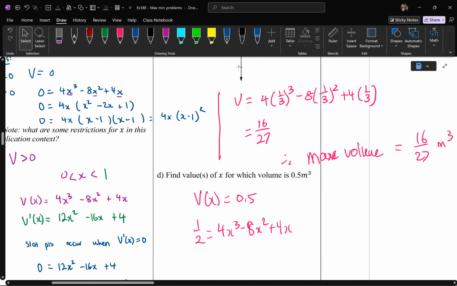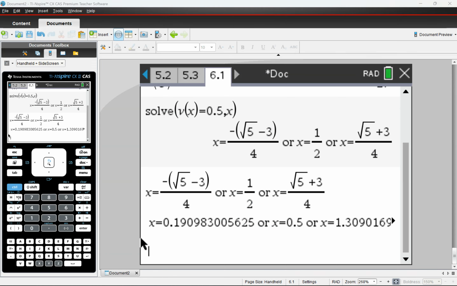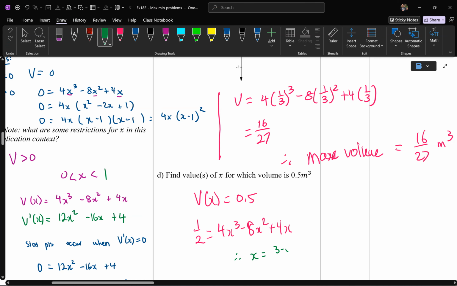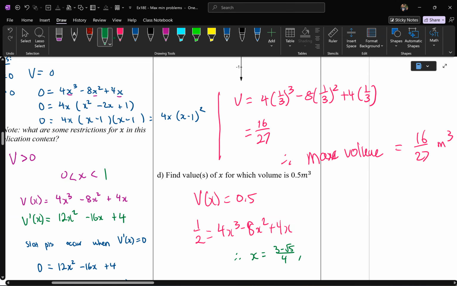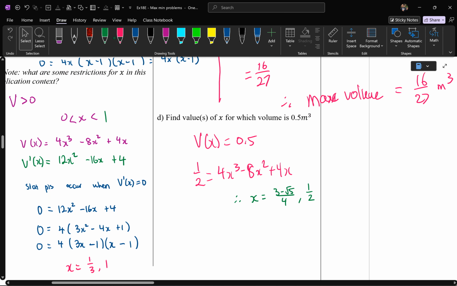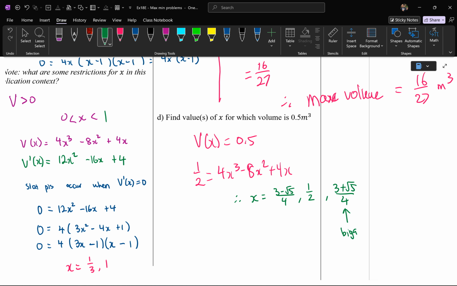So it says find values of x for which the volume is 0.5. Therefore, x is equal to 3 minus root 5 over 4, and the other one is 3 plus root 5 on 4. The other one you reject, because it's bigger than the domain. So you take these two.